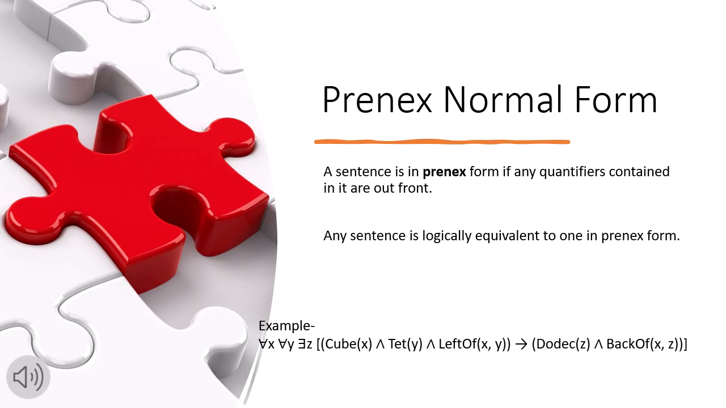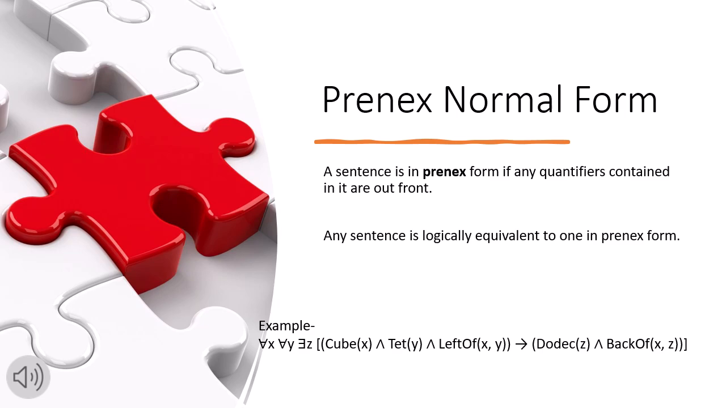We say that a sentence is in prenex form if any of the quantifiers that are contained in it are all the way out in the front of the sentence. So they don't appear anywhere on the inside or in between some truth functional connectives. All of the quantifiers are appearing right at the front of the sentence. There can be as many as you'd like or even none at all. But all of the quantifiers that do appear in the sentence appear right out in the front. And it turns out, and we'll see how to go through that process in a moment with a good example, any sentence at all is logically equivalent to one in prenex form.